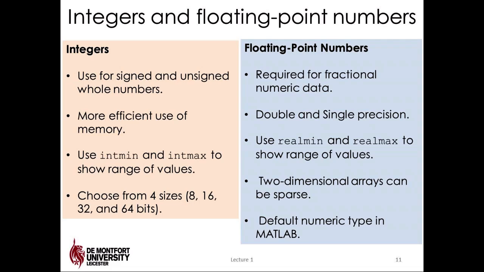Floating point numbers are the default numeric type in MATLAB. So whenever you type in a numeric value in the command window and assign it to a variable, that variable will be a floating point number, and actually it will be of double precision. The main difference between double and single precision is that double precision uses 64 bits of memory, and single precision uses only 32 bits of memory. Similarly, you can use realmin and realmax to figure out the range of the values.